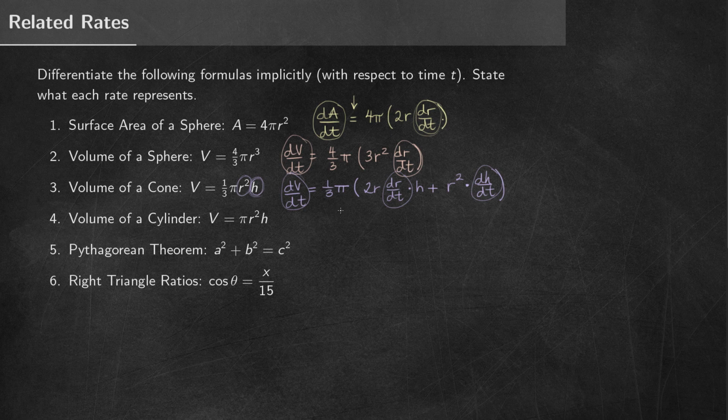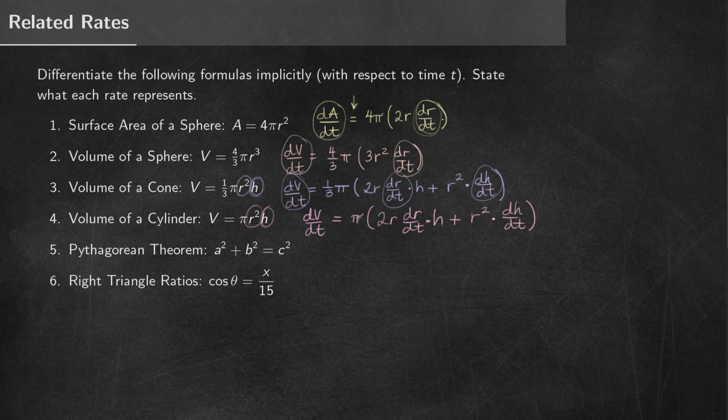Number 4, the volume of a cylinder is given by v equals pi r squared h. So the derivative of v with respect to time is dv dt equals pi times the derivative of r squared h. Well, again, we need the product rule here. R squared and h are 2 different factors, so we're going to use the product rule. The derivative of the first factor is 2r dr dt times the second factor plus the first factor times the derivative of the second factor. The derivative of h is dh dt.